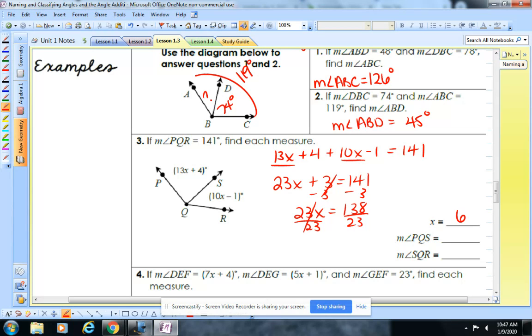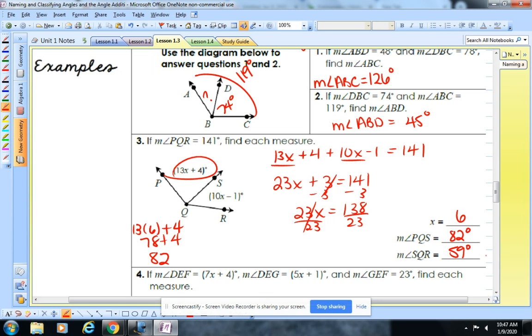So, how can we find these angles right here? That's right. Substitute 6 for the x's. So for the measure of PQS, that's this one, it's going to be 13 times 6 plus 4. 13 times 6 is 78, plus 4 is 82. So that one's going to be 82 degrees. And then 10 times 6 minus 1 should be 59 degrees, right? Make sure when you're answering for an angle measure, you put a degree sign. Any questions about that one?